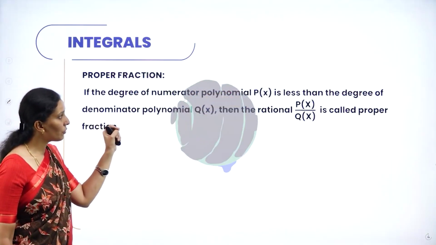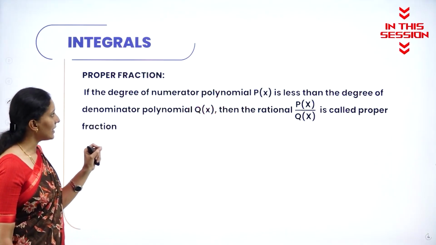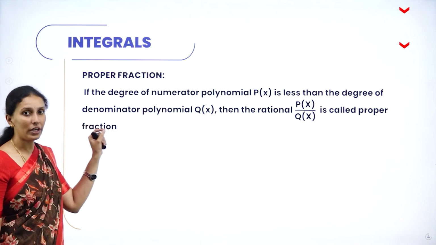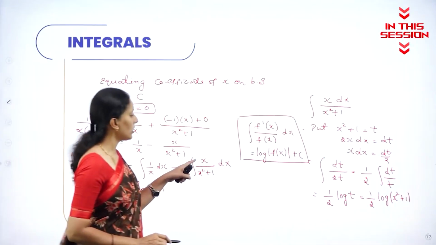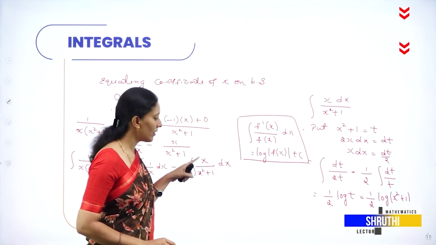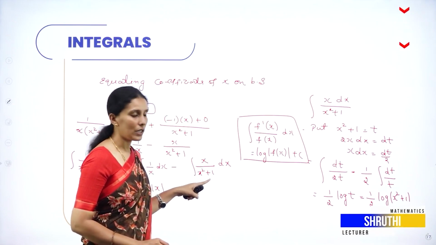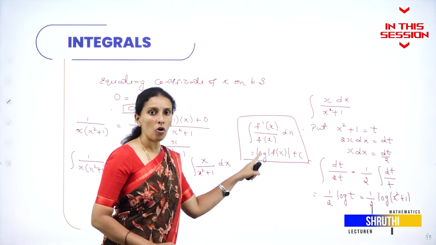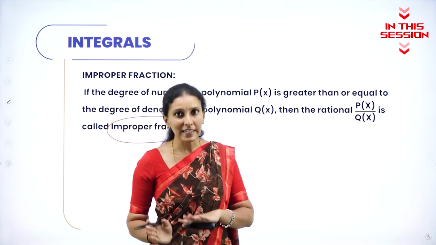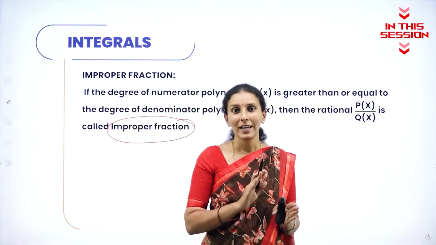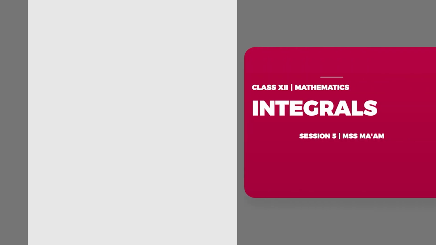If the degree of the numerator polynomial is less than the degree of the denominator polynomial, then it is a rational function. So when you have the derivative in the numerator and its function in the denominator, you can write it as log of modulus f of x plus c. If it is in the form of an improper rational function, we will first convert it into a proper fraction and then we will resolve it.